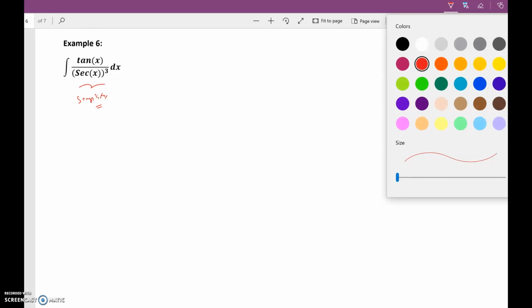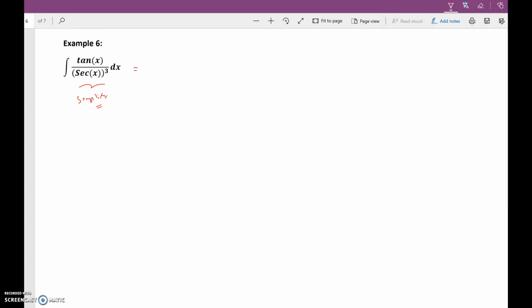Okay, so basically what this means is I'm just going to rewrite it as the integral, and then I'm just going to separate this. This is the tangent of x times 1 over the secant of x to the third power dx. And what I'm going to do is express the tangent using the identity, and also let's change everything to sines and cosines.